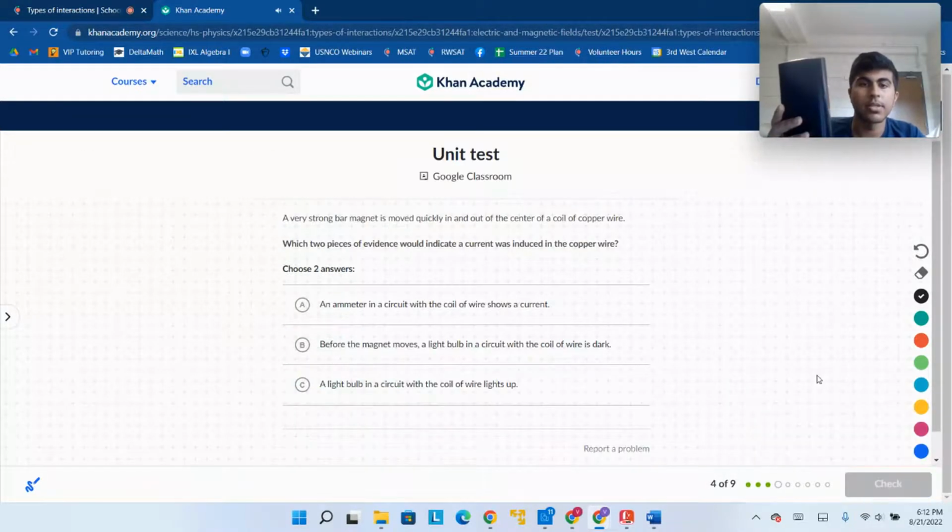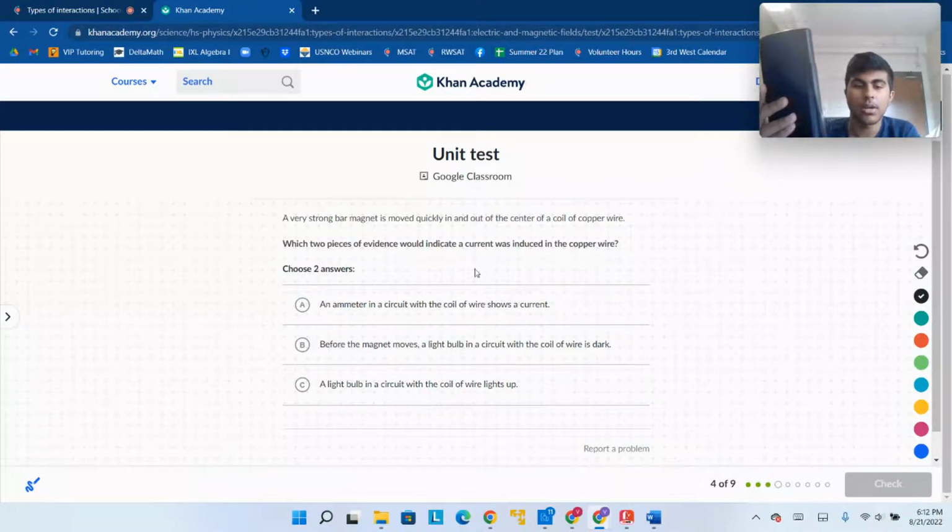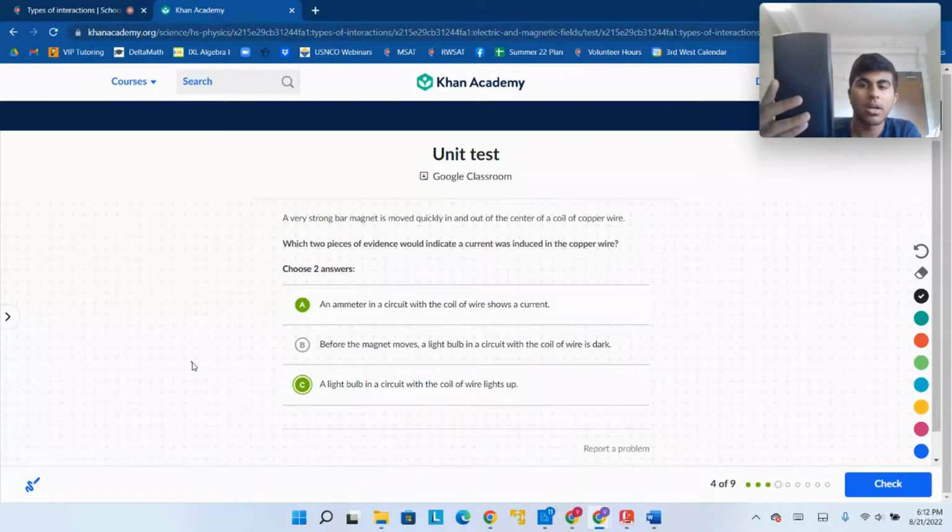All right. Now, our question is, a very strong bar magnet is moved quickly in and out of the center of a coil of copper wire. Which two pieces of evidence would indicate a current was induced in the copper wire? All right, let's see. If an ammeter in the circuit with a coil of wire shows a current, that would definitely show that there's some kind of current in the copper wire. And if the light bulb in the circuit with the coil of wire lights up, that would also indicate that. All right, so that's how we know that a current was induced in the copper wire.